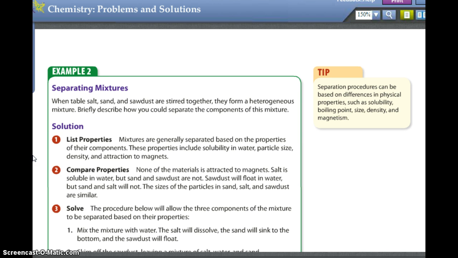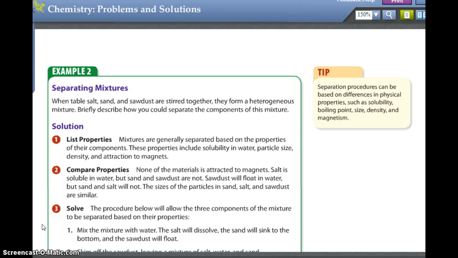Solution, list properties. Mixtures are generally separated based on the properties of their components. These include solubility in water, particle size, density, and attraction to magnets. Compare properties. None of these materials is attracted to magnets. Salt is soluble in water, but sand and sawdust are not. Sawdust will float in water, but sand and salt will not. The sizes of the particles in sand, salt, and sawdust are similar.